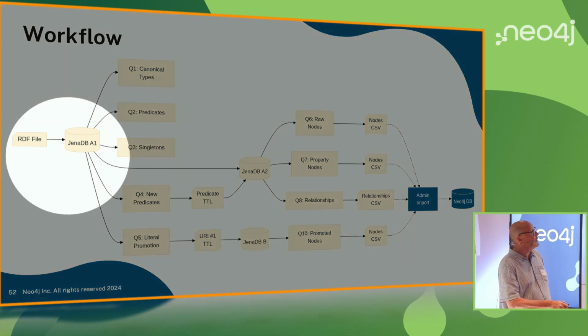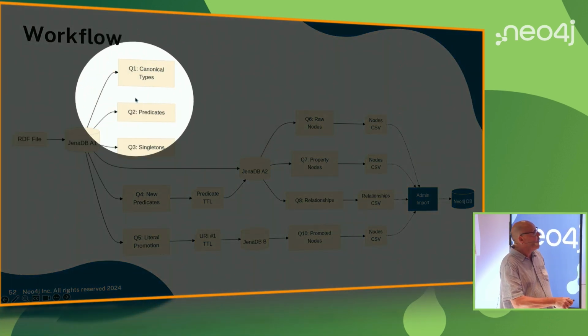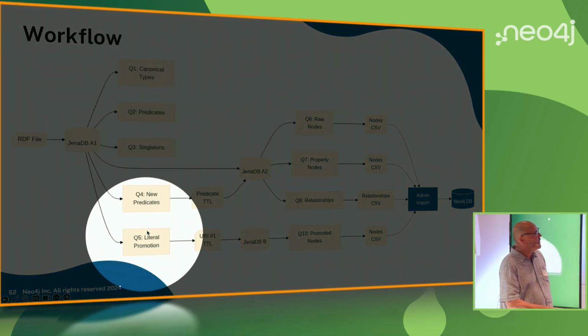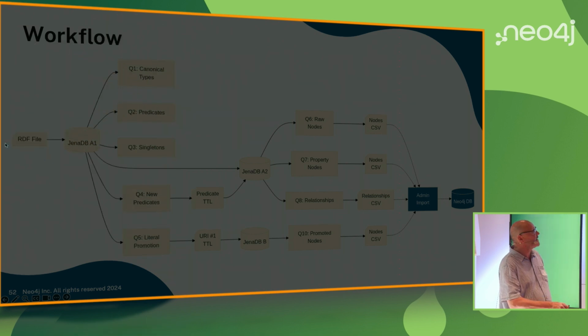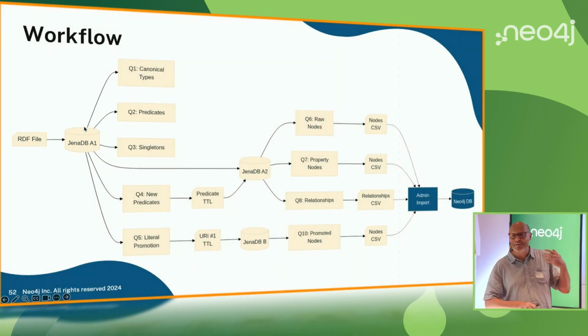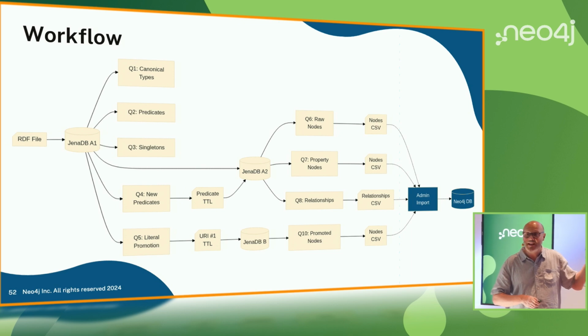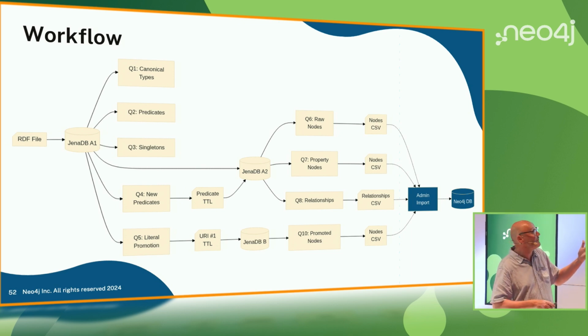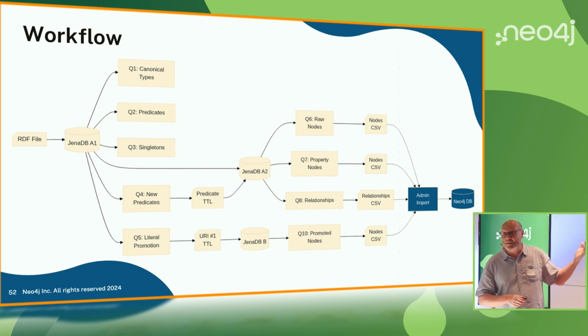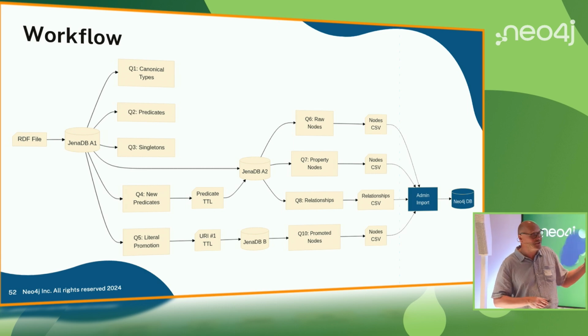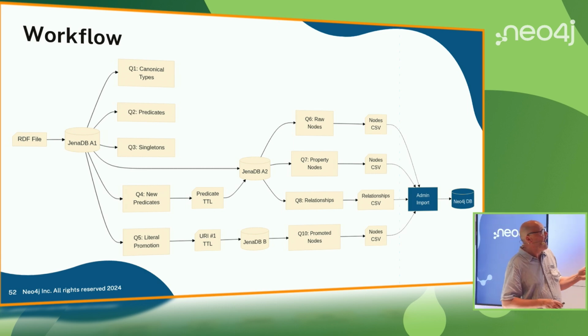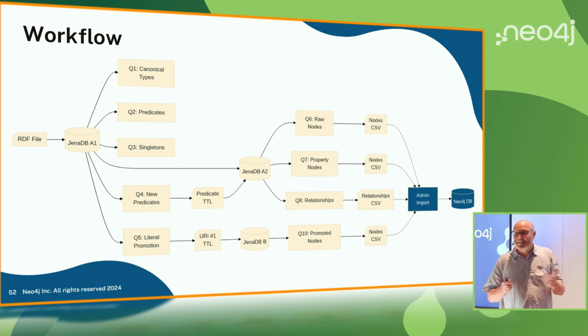So as you can see here, we've got a series of queries that we need to run against that RDF file. First of all, we need to find all the concepts or canonical types, all the unique ones which are in that file. Then we need to define all the unique predicates which are associated with it. And then we can also find all the singletons.